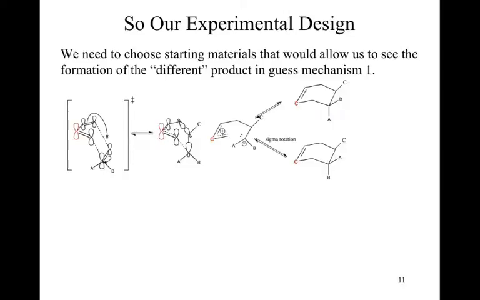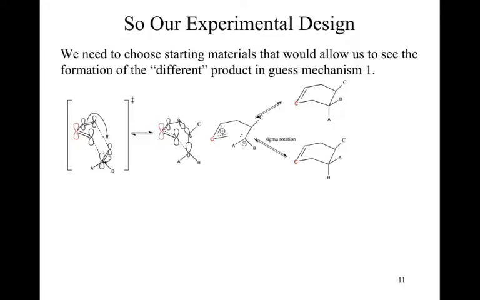So, back to our experiment. Okay, we need to choose starting materials that would allow us to see the formation of the different product in our guess mechanism 1. Okay? We don't care as much about the guess mechanism 2, because the guess mechanism 2 only produces one product. Okay? Guess mechanism 1 is the one that's going to get us two products. So we want to design our experiment in such a way that we can see the potential for two products.